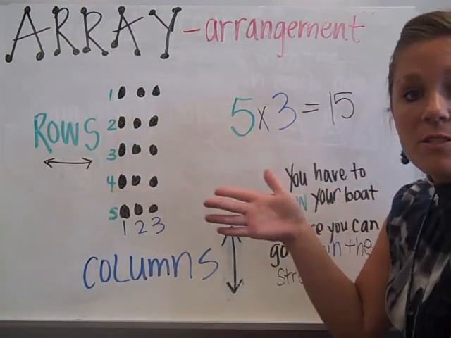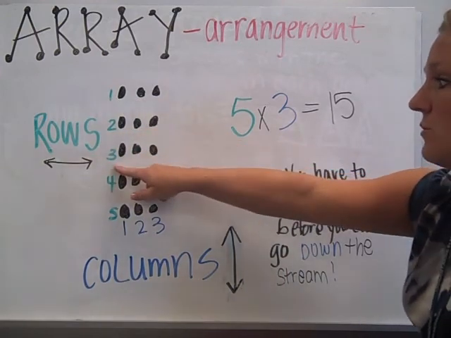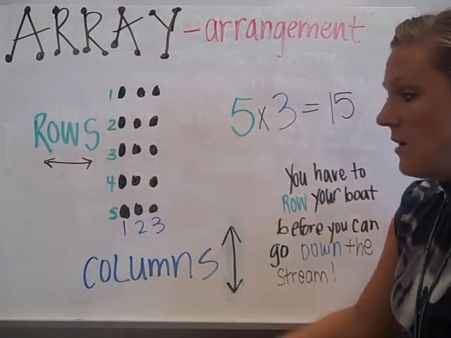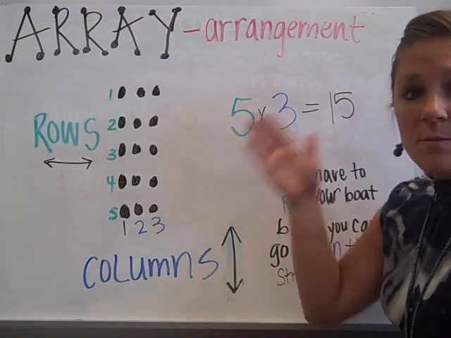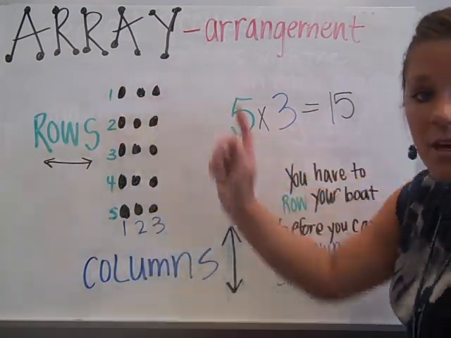Rows go across or horizontal like this. This is row 1, row 2, 3, and so on. Okay, and then we have columns. Columns go up and down. We have 1, 2, 3 columns.